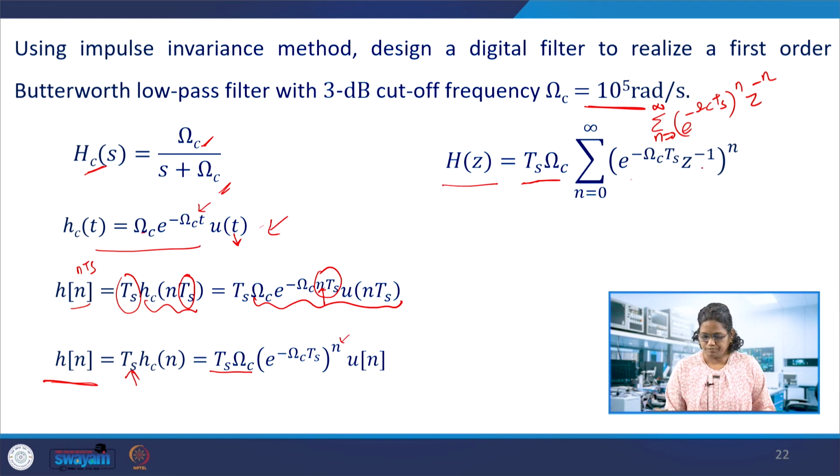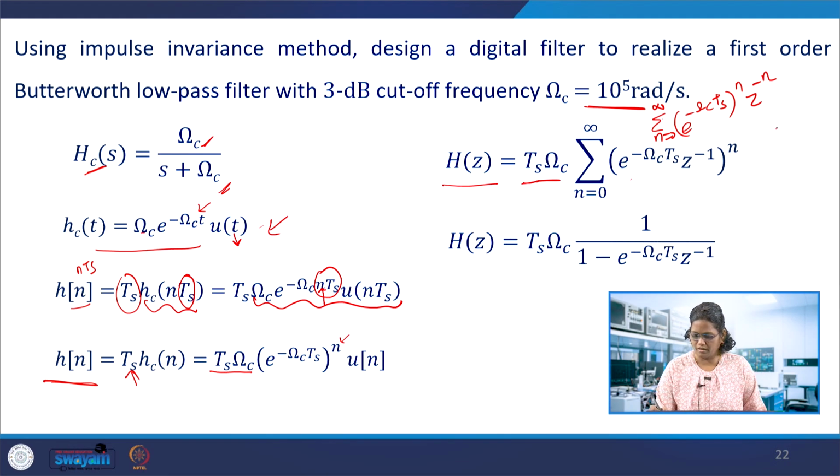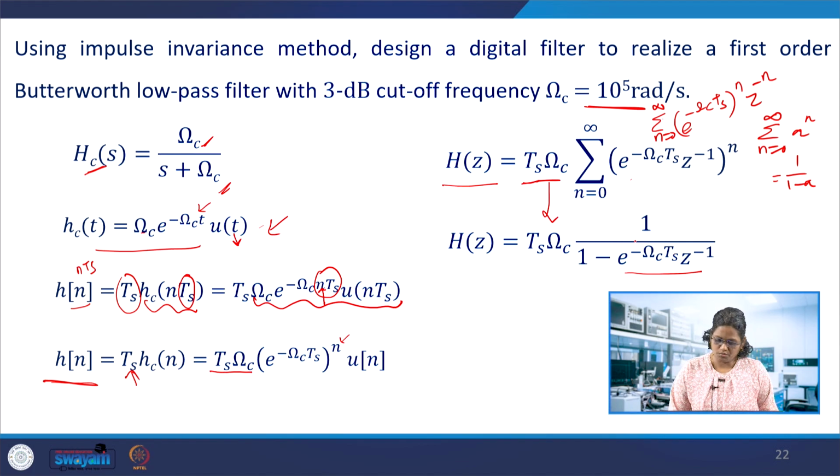So, summation of a power n, with n varying from 0 to infinity, is equal to 1 by 1 minus a. That is the closed form solution. Here a is e power minus omega c Ts z power minus 1. So we got this expression as the z transform of the impulse response. This is the transfer function. We substitute omega c and Ts, and Ts needs to be decided in this.